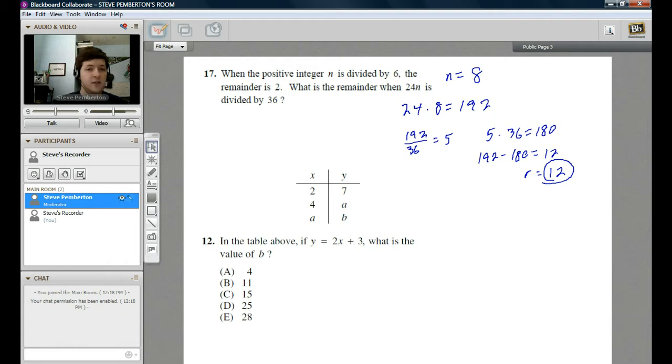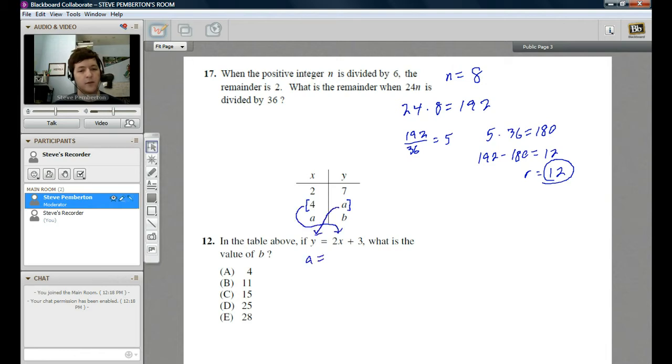In fact, sometimes the test writers want you to be plugging in, or at least taking that mentality. Number 12 here is a good example. So it says in the table above, if y equals 2x plus 3, what is the value of b? So we have some numbers in the table, 2, 7, and 4, but then we have some variables too, a and b. Well, the table's connected to the equation, so we can probably use the 2 to help us out. Let's focus on this middle row. So when the x is 4, that's supposed to spit out a y of a. Well, couldn't we just plug that into the equation and see what the a is supposed to be?